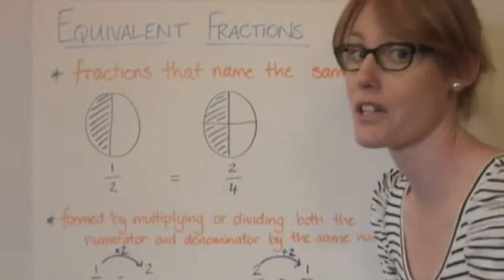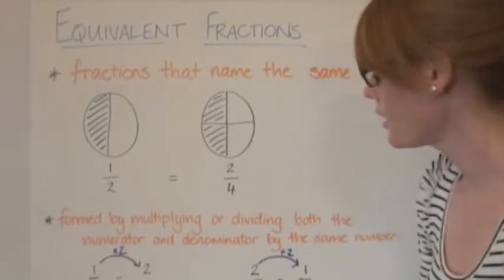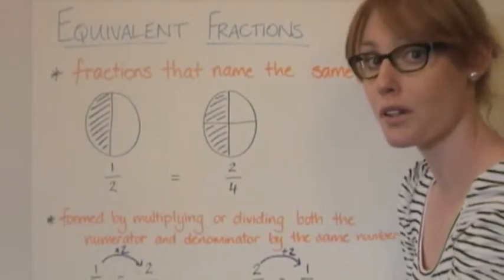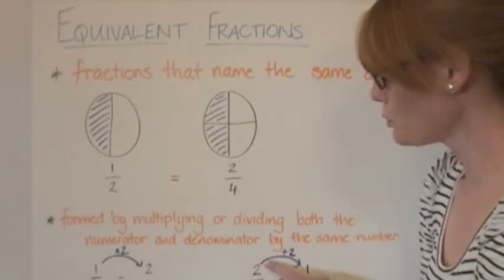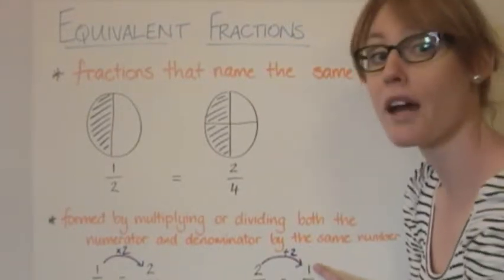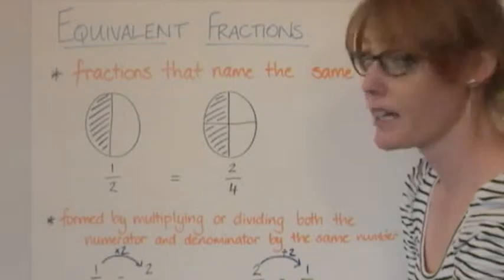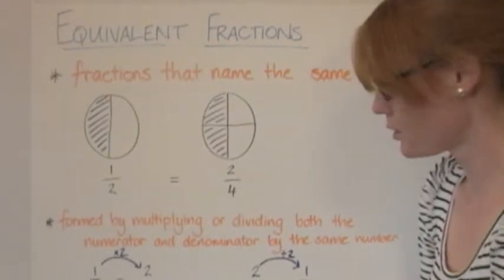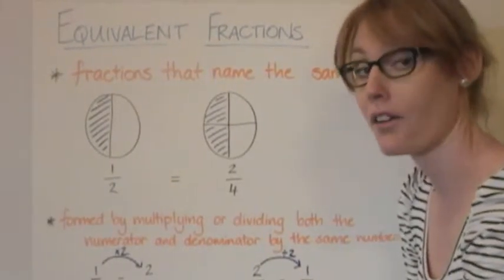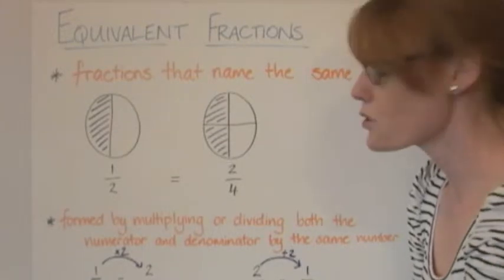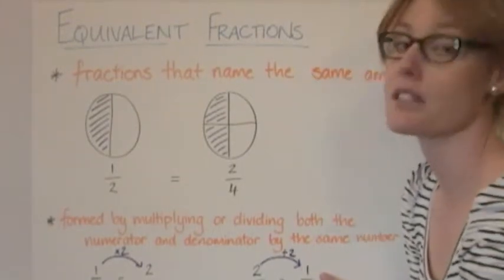We can do that in reverse as well using division. So if we start with 2/4 and divide our numerator by 2, we would have a new numerator of 1. Our denominator of 4, when divided by 2, would give us a new denominator of 2. So 2/4 is equivalent to 1/2.